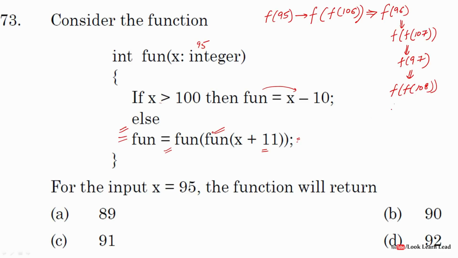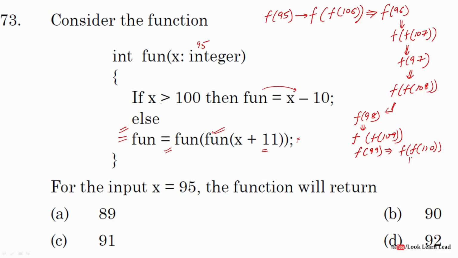Okay, when 108 is called, it would again go to f of 98 because there is minus 10. 108 is greater than 100. Then it would be f of 109. Okay, f of 109, because when 98 is called, else would be there, 98 plus 11 is 109. So when f of 109 would be called, we will be subtracting 10 from this, so it would be f of 99. Okay, and then it would go to f of 99 plus 11, which is f of 110.